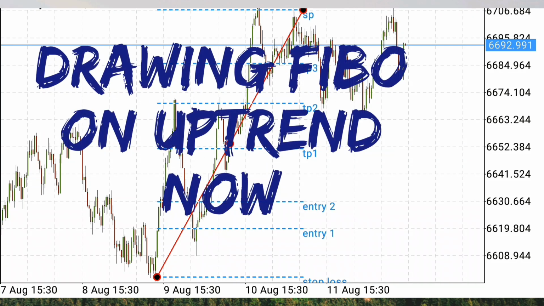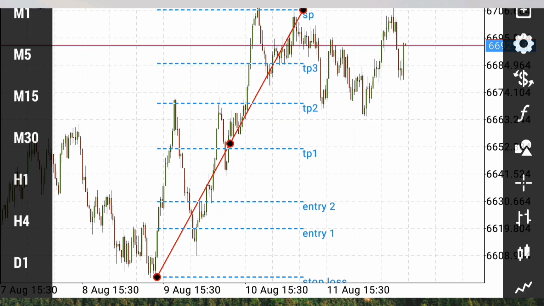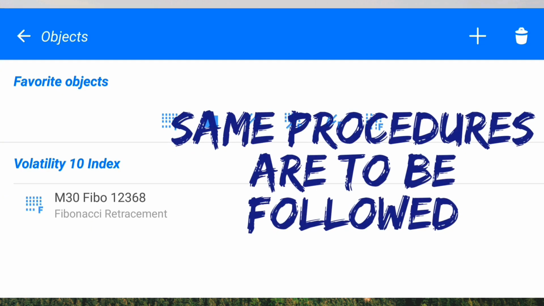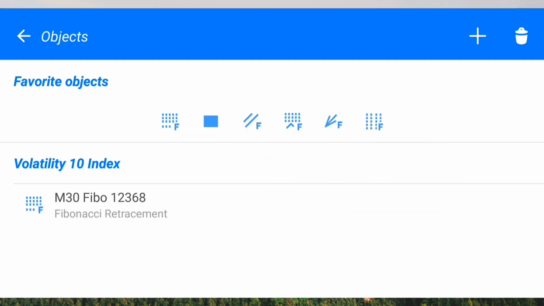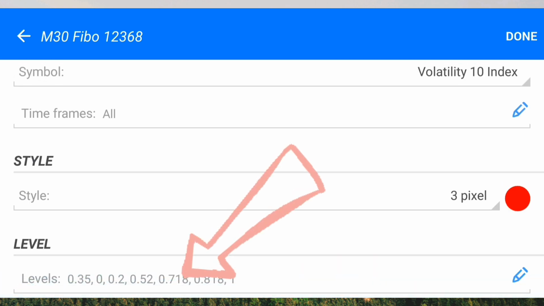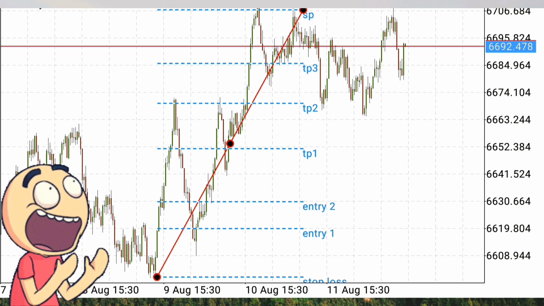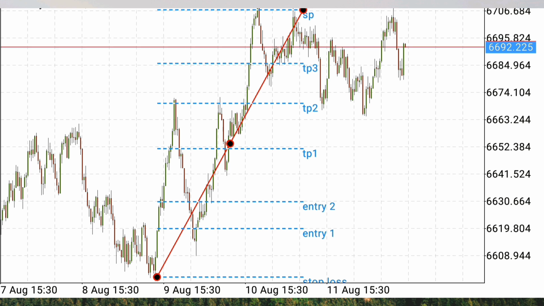I have to show you how to draw your Fibonacci when the market was in an uptrend. Okay, the same steps are to be followed. Make sure you set your levels as these, the same levels, and you set your screen just like that. The Fibonacci retracement tool will appear, but here you have to connect your lower lows to your higher highs, since the market was in an uptrend.